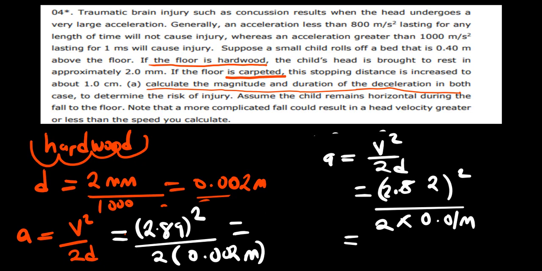Then we haven't yet found the duration, the time. So how do you find the time? You know that speed is equal to distance over time. So time will just be equal to the speed over the acceleration. The speed we've already found. The final velocity is just 2.82 over the acceleration. The acceleration is the one that you're going to find.